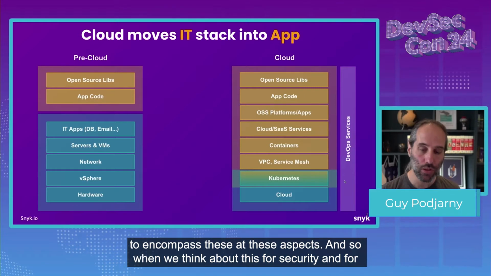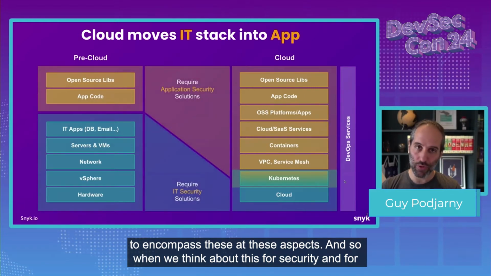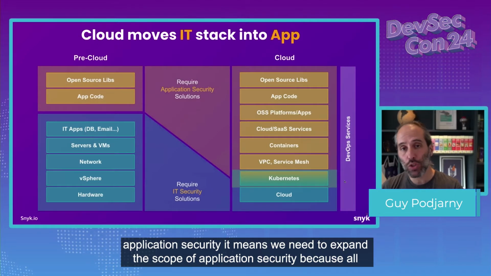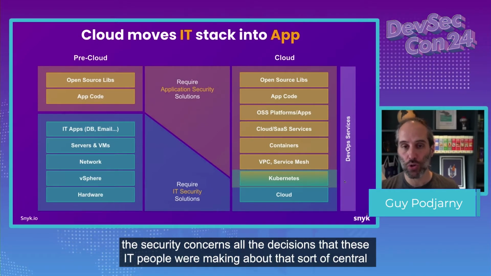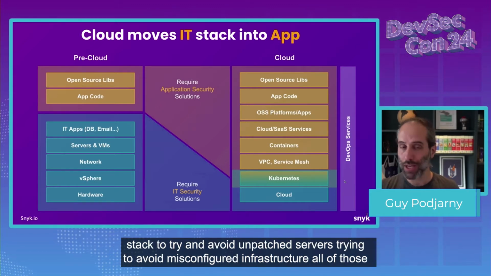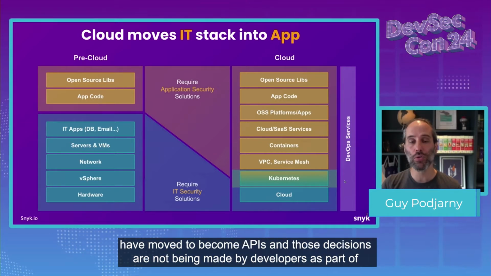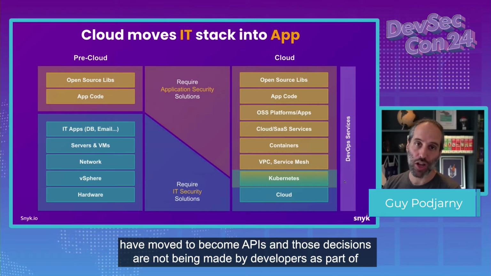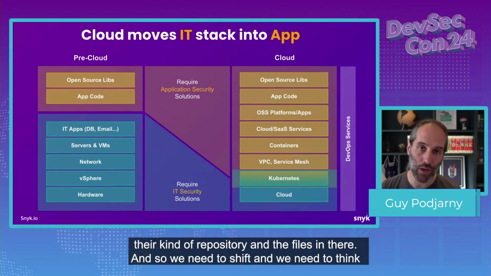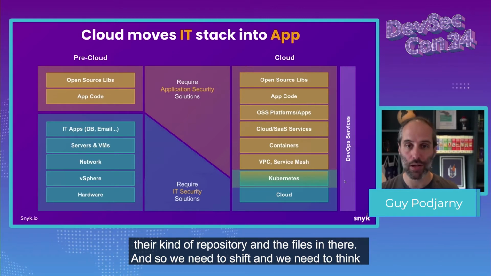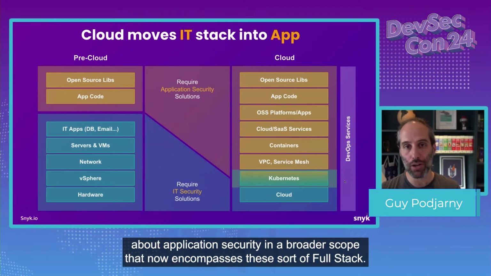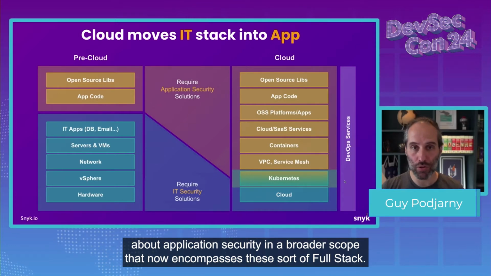And so when we think about this, for application security, it means we need to expand the scope of application security, because all the security concerns, all the decisions that these IT people were making about that central stack to try and avoid unpatched servers, try and avoid misconfigured infrastructure, all of those have moved to become APIs, and those decisions are now being made by developers as part of their repository and the files in there. And so we need to shift, and we need to think about application security in a broader scope that now encompasses the full stack.